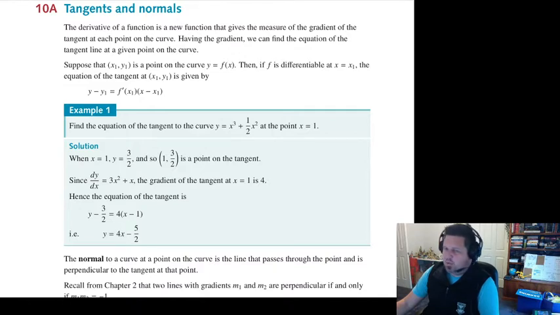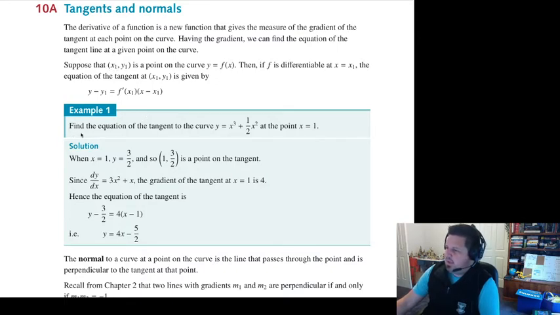Essentially, what you will often get is a coordinate, or you need a point on a function. So you'll have x1 and y1 values, coordinates on a curve. If f is differentiable at x equals x1, then the equation of the tangent at this particular point is given by this rule here. That's used all through this exercise. As we know, f dash of x1 is the gradient of the original function at that particular point.